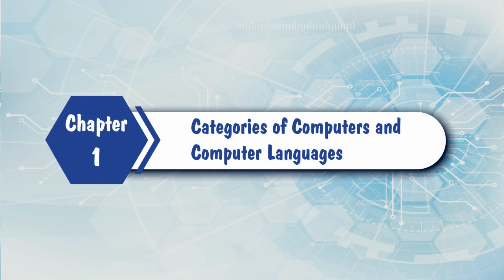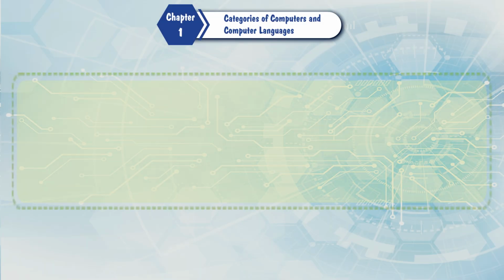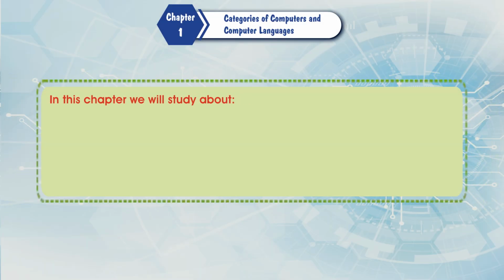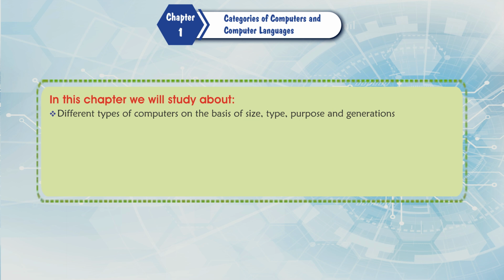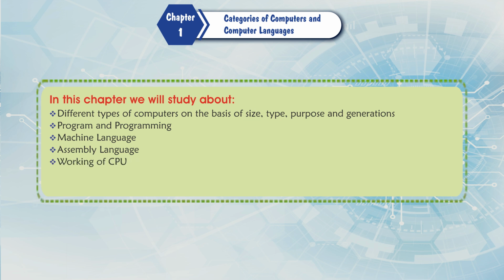Chapter 1: Categories of Computers and Computer Languages. In this chapter, you will learn about different types of computers on the basis of size, type, purpose, and generations, program and programming, machine language, assembly language, working of CPU, third generation language, fourth generation language.